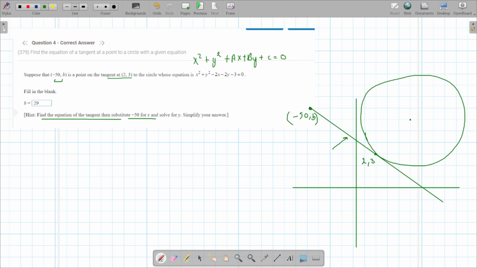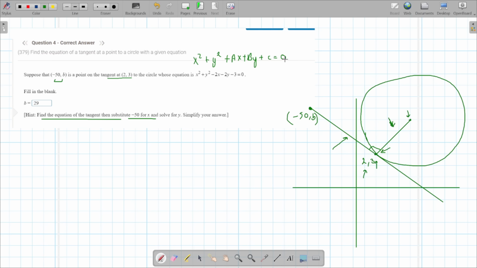Always remember, let's say I have the radius here, and I connect the radius to the tangent. What do you know about the relation between the radius and the tangent? It's always perpendicular. So if I can find the equation of the radius, I can then find the equation of the tangent. Can I find the equation of the radius? Yes, I need the center and this point here. We have this point, but we also need the center.